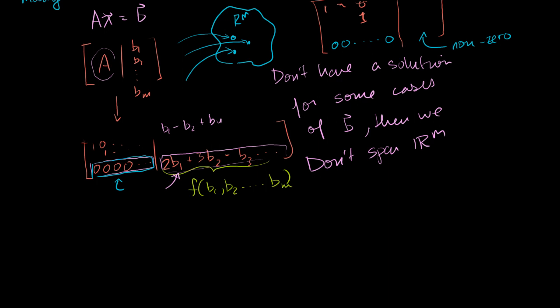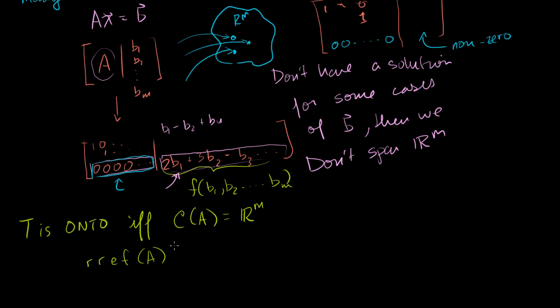So the only way that you span, so T is onto, if and only if the column space of its transformation matrix is equal to Rm. Its column vectors span all of Rm. And the only way that that's happening is if the reduced row echelon form of A has a pivot entry in every row.